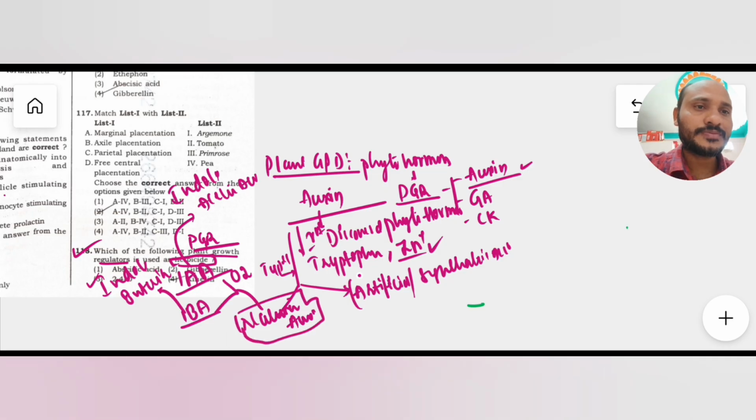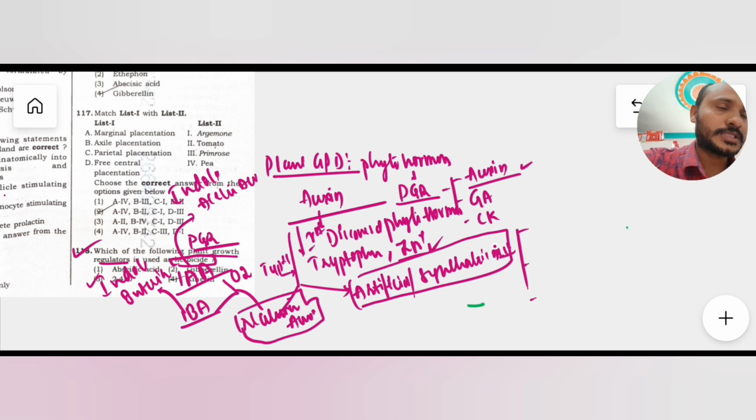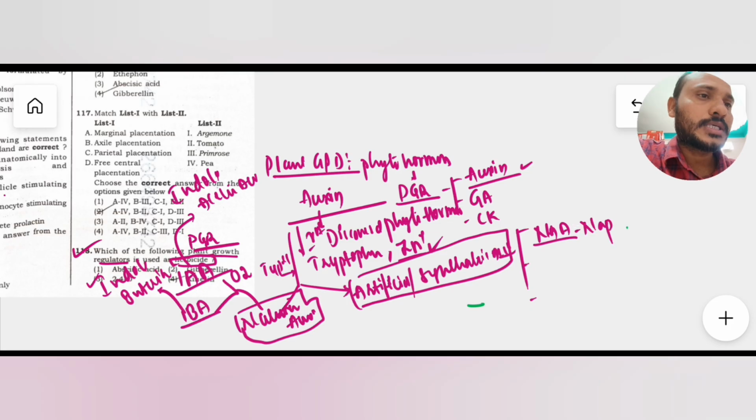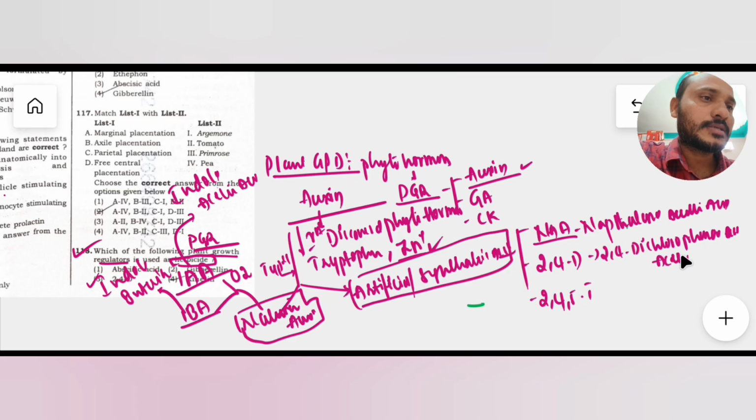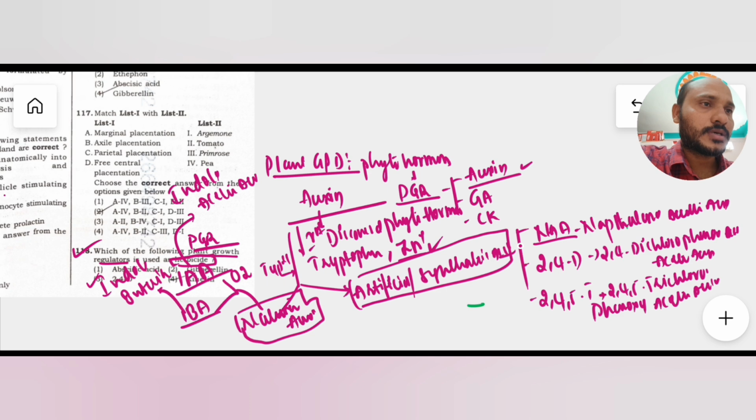Now coming to artificial or synthetic auxins, there are three types as mentioned in NCERT: naphthalene acetic acid, NAA, 2,4-D, and 2,4,5-T. Here 2,4-D means 2,4-dichlorophenoxyacetic acid, and 2,4,5-T means 2,4,5-trichlorophenoxyacetic acid. Likewise, we have three different types of artificial auxins.